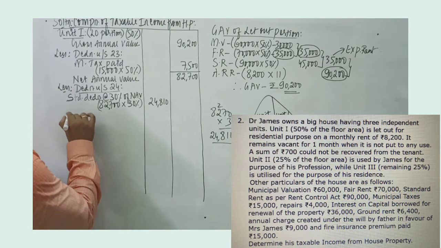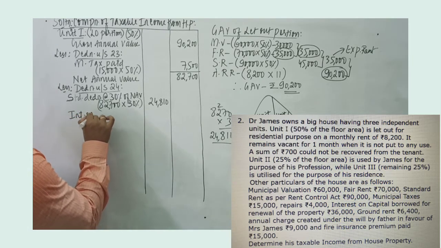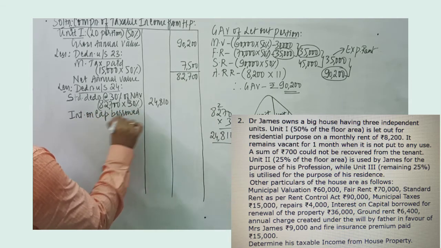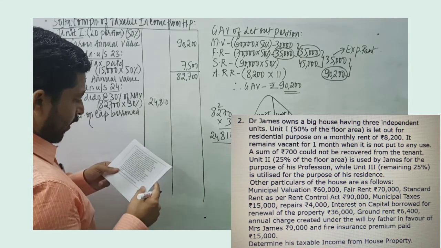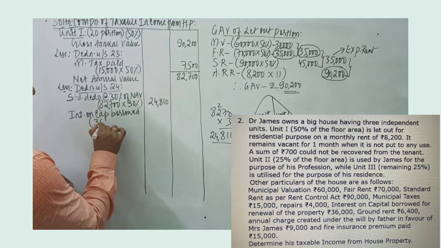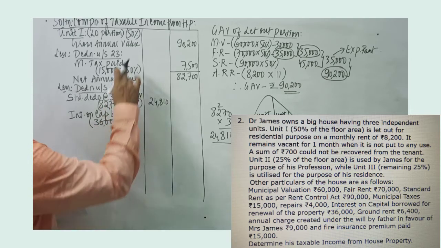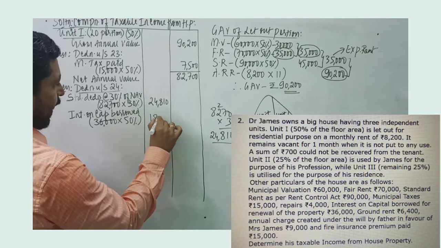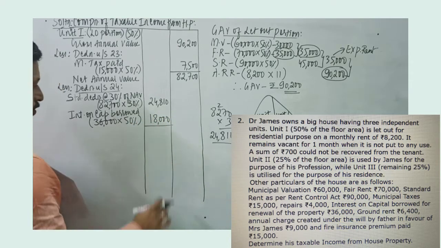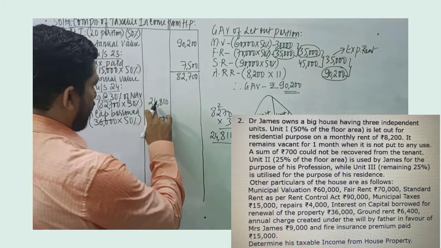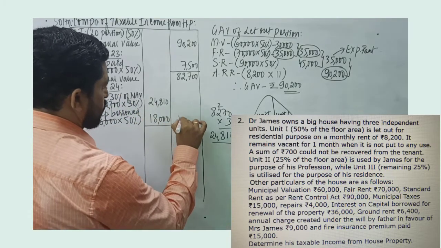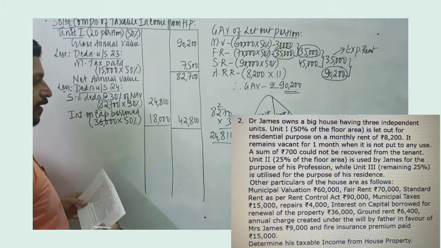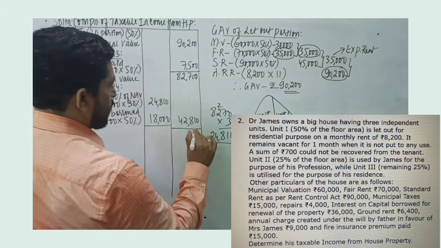Then we have interest on loan, that is interest on capital borrowed, which is given in the problem. Interest on capital borrowed in total is given as 36,000. And since we are talking about letting out only 50% of the portion, we take 50%. So this would be 18,000, half of 36,000. So total amount deductible under section 24 would be 42,810.